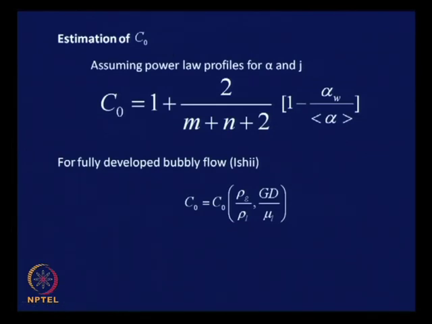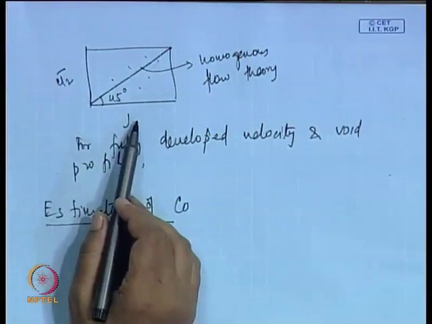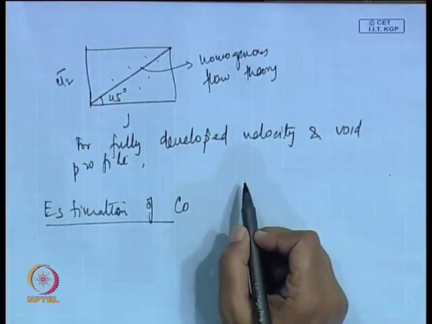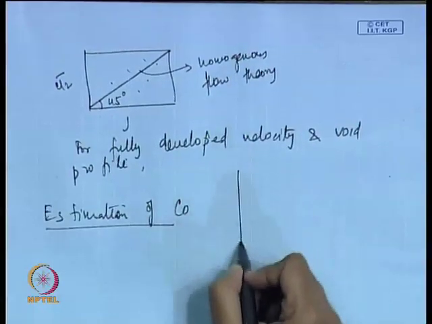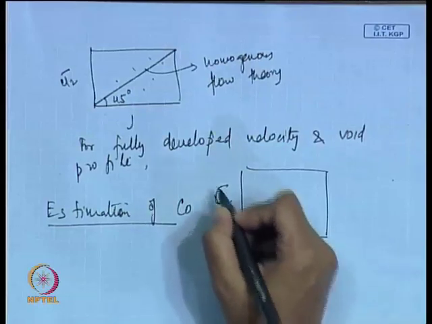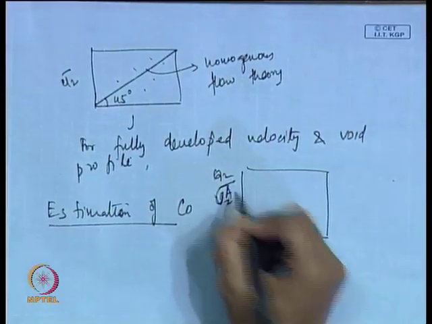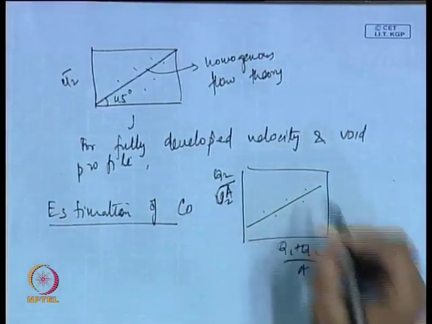Now, what are the different ways by which you can estimate C0? There are two ways. The first is to construct such a plot. In that plot, since I have told you C0 is not much removed from unity, we find that if we make a plot of, say, Q2 by Q1 plus Q2 by A, then usually we get a straight line. Okay. The best fit curve is usually a straight line.